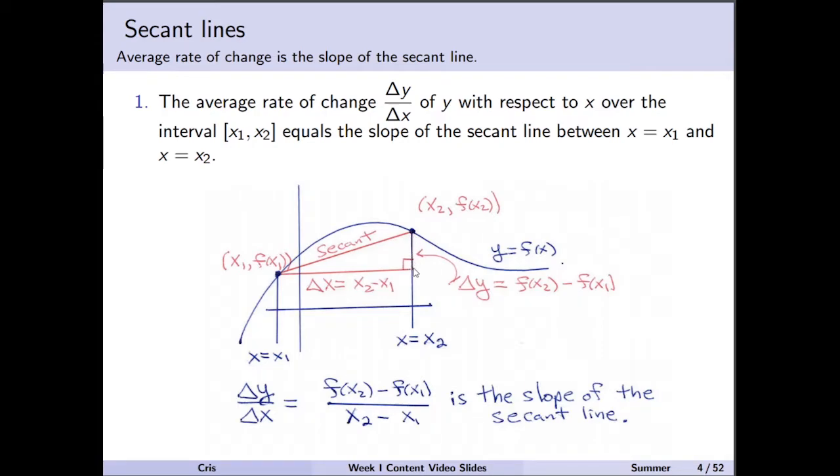And the average rate of change says, well, you would have gotten the same change in y if y had changed at a constant rate equal to the average rate of change. So this delta y over delta x, the average rate of change, says if y had changed at a constant rate, it would have made the same change in y over this interval. And you can see just by looking at this triangle right here that the average rate of change, delta y over delta x, is exactly the slope of the secant line, the rise, delta y, over the run, delta x.